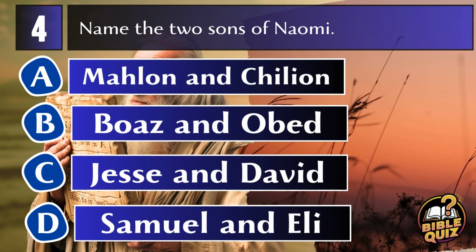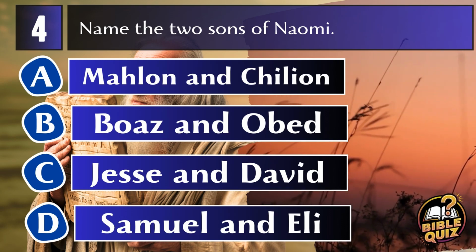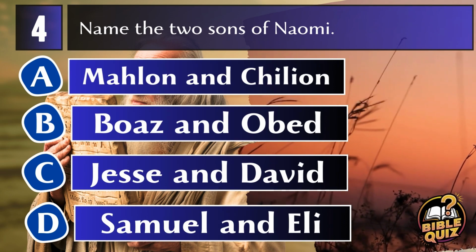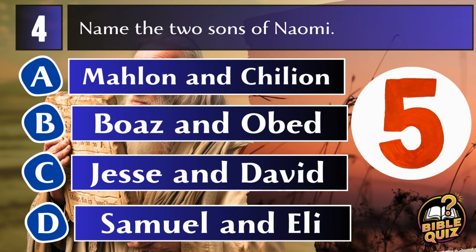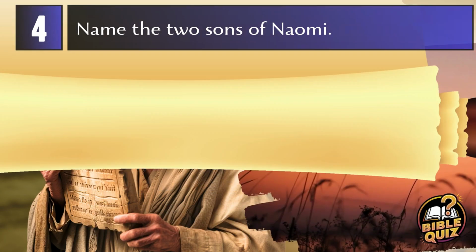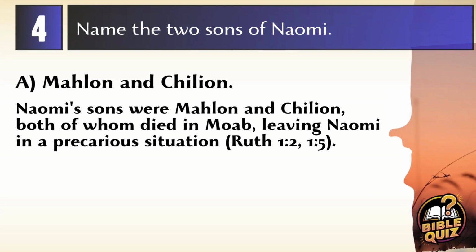Question 4. Name the two sons of Naomi. A. Mahlon and Chilion. B. Boaz and Obed. C. Jesse and David. D. Samuel and Eli. Answer: A. Mahlon and Chilion. Naomi's two sons were Mahlon and Chilion, both of whom also died in Moab, leaving their mother and wives in a precarious situation. Ruth 1:2, 1:5.